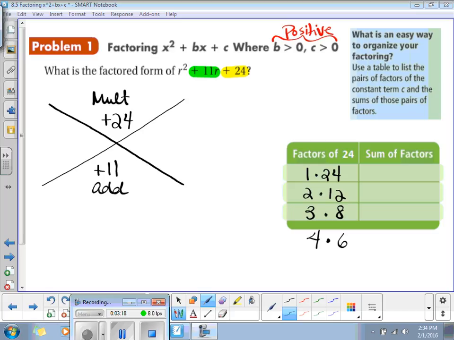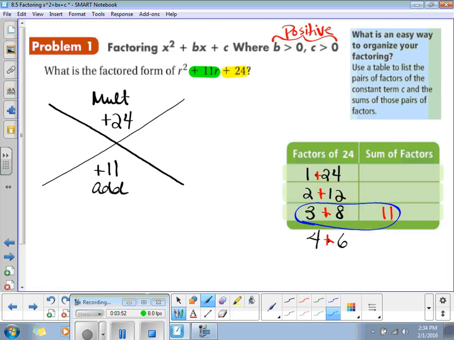The next part of the rule says that if we add these factors, we need to get our b term. So if we add them, we need to get 11. So now, which one of those will give us 11? 3 times 8, or 3 plus 8, right? So that's going to give us 11, and those are the two numbers that we're going to use.